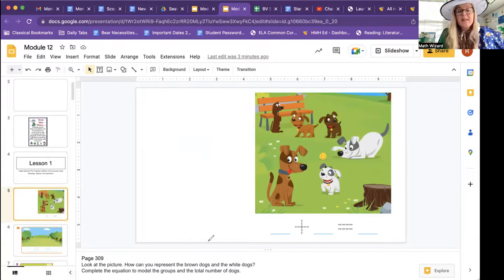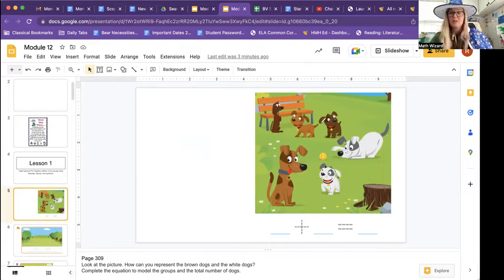Look at the picture. How can you represent the brown dogs and the white dogs? Complete the equation to model the groups and the total number of dogs. So first, we're going to be joining these two groups. We have brown dogs and we have white dogs. We're joining the two groups together, so we are adding. We're putting them together.